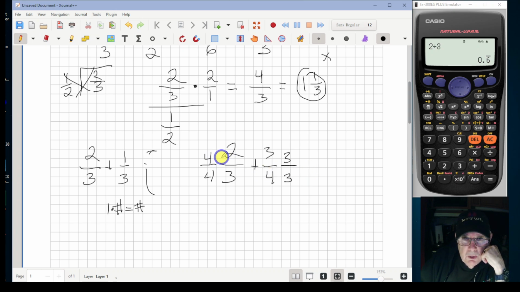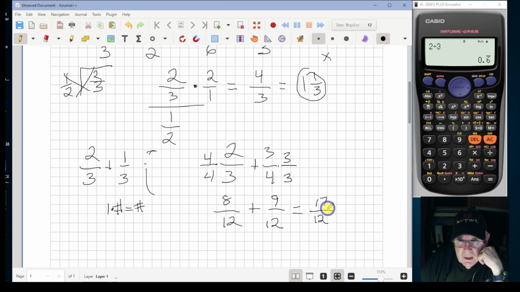Now, we need to do the multiplication, because this means multiply. We need to do the multiplication before we do the addition. So 4 times 2 is 8, and 4 times 3 is 12. 3 times 3 is 9. 4 times 3 is 12. We get 2 fractions that have a common denominator. Now we can just simply add these together. We know that it's going to be in 12ths because we only add the numerators, and we get 17.